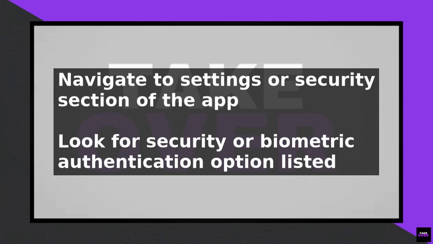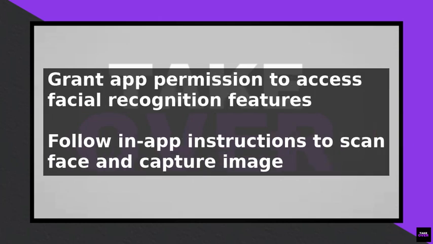You will then be prompted to allow the Amex Mobile app to use Face ID, which involves granting the app permission to access your device's facial recognition features. To complete the setup, follow the in-app instructions to scan your face, which typically involves looking at the camera and following any on-screen prompts. This may include moving your head or adjusting your position to capture a clear image.